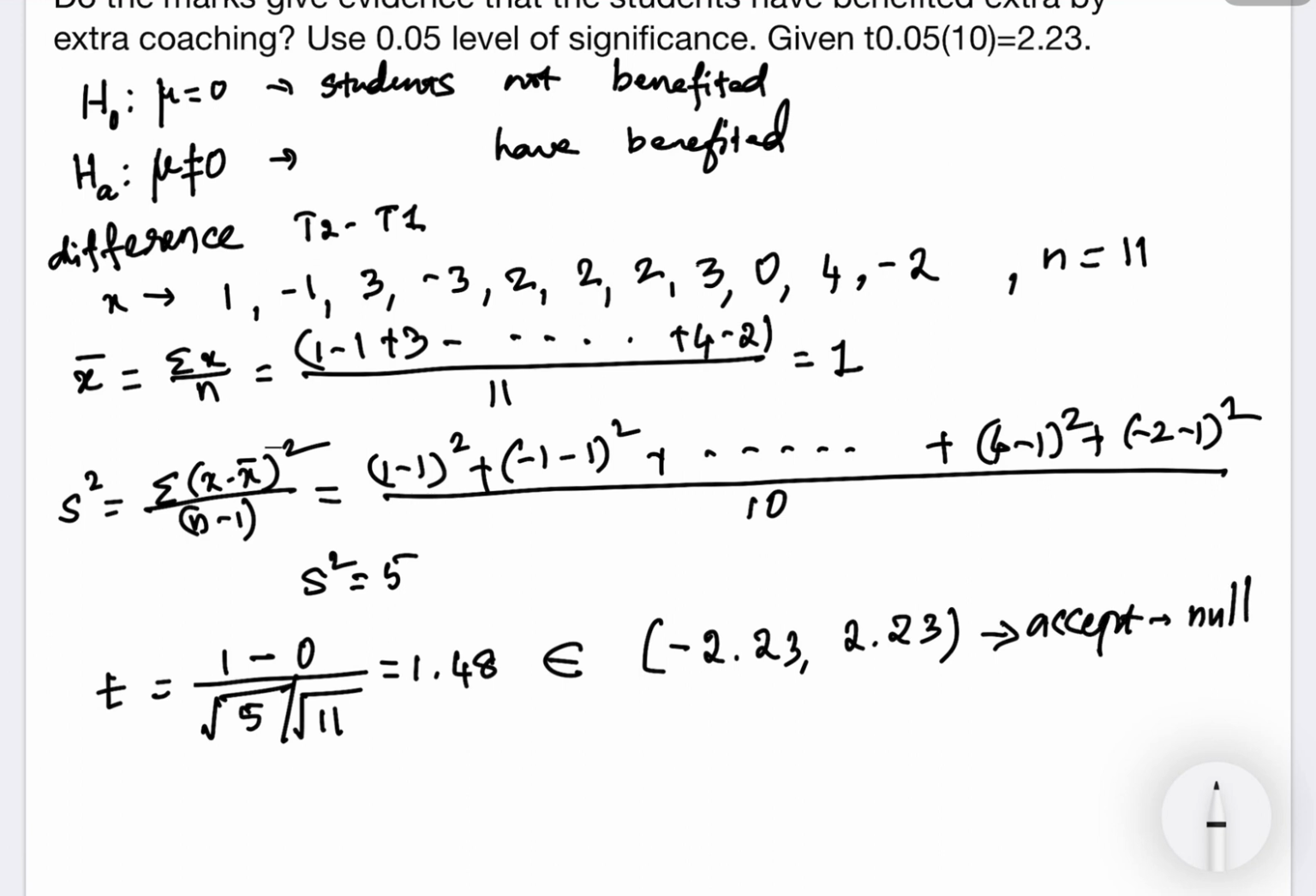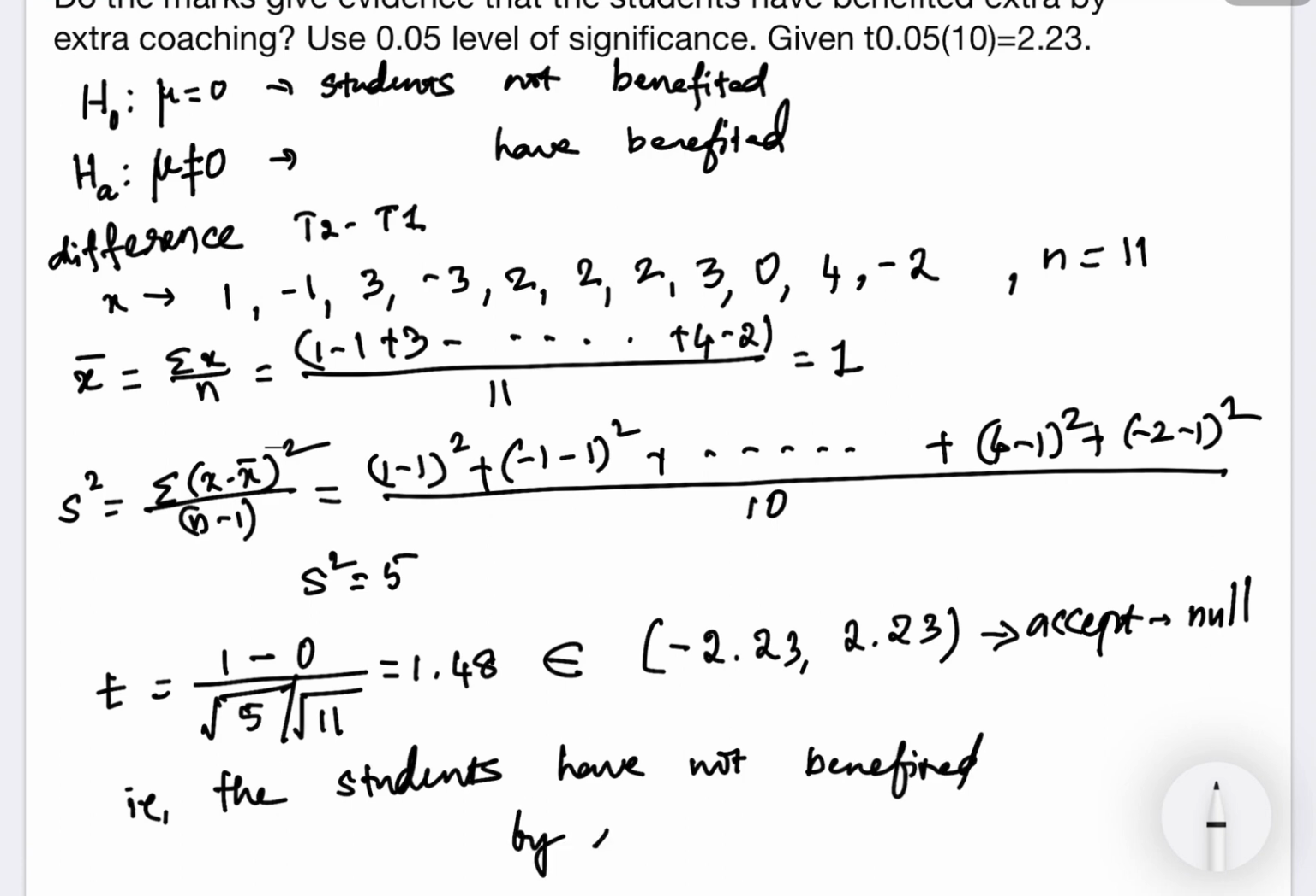That means what did we state? The null hypothesis stated that there is no difference in the marks. So that means the students are not benefited. So the students have not benefited by extra coaching.